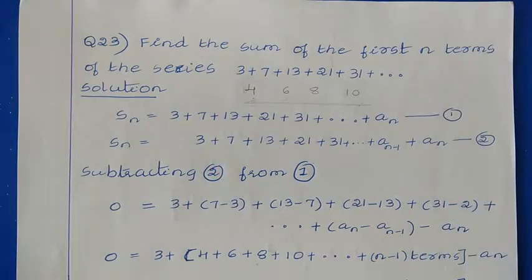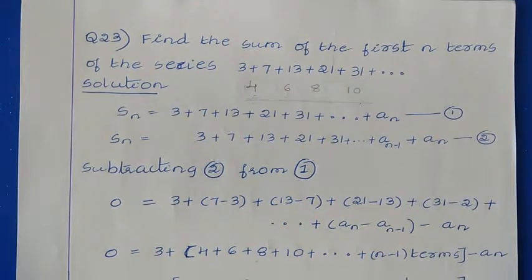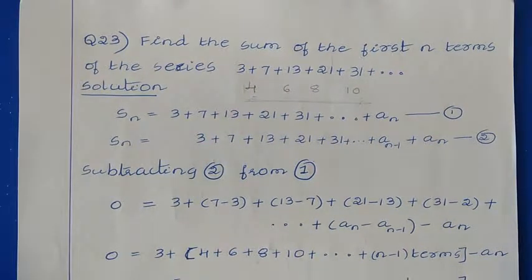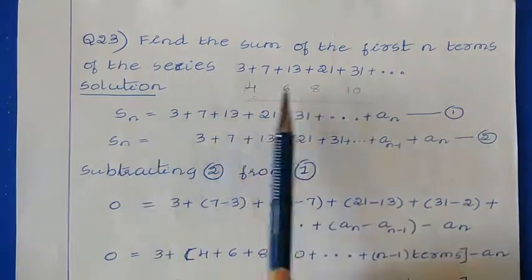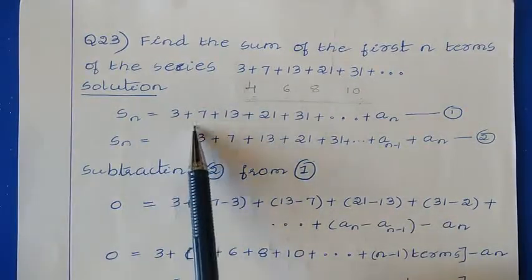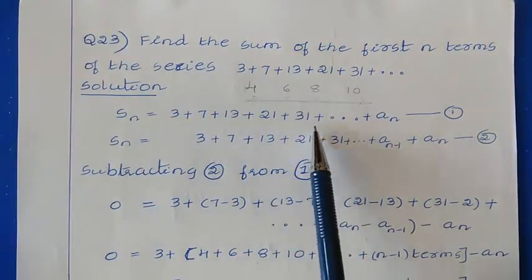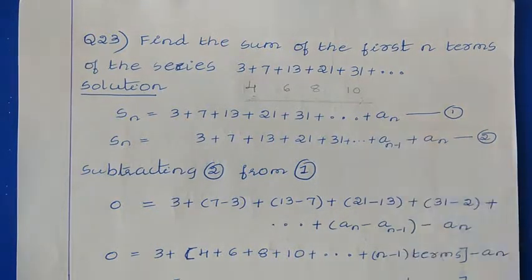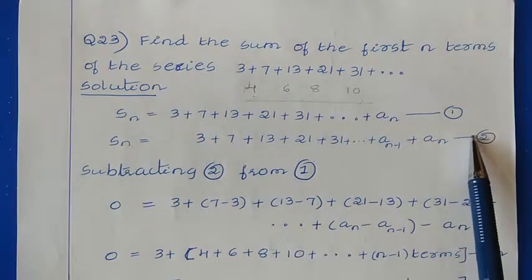So now let us solve this one. To solve this particular type of question, I'm using the difference method. They have given the series like this: Sn is equal to 3 plus 7 plus 13 plus 21 plus 31. Let us say that the last term, the nth term, is some an. So let us take this one as equation 1.